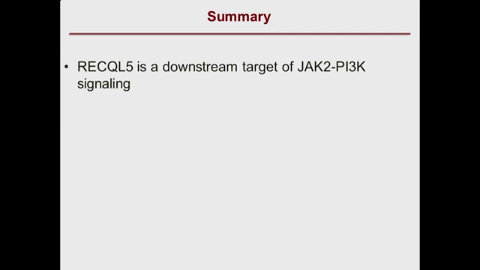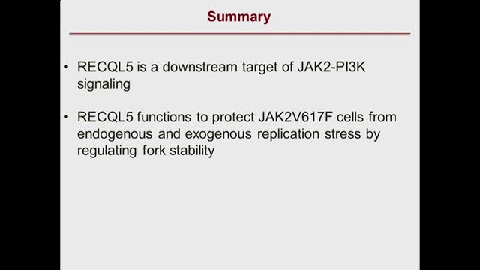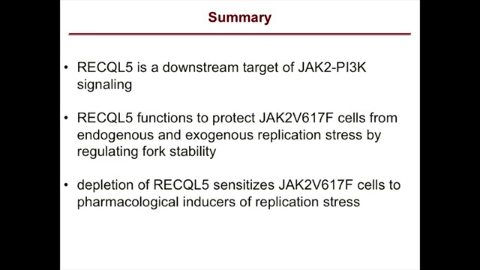So in summary then, what I've shown you today is that RECQL5 is a downstream target of activated JAK2-PI3 kinase signaling. We found that RECQL5 functions specifically to protect Jak2V617F cells from both endogenous and exogenous replication stress by regulating fork stability, and that we can exploit this in the context of treatment with hydroxyurea to really preferentially target these cells, and there seems to be a synthetic lethal interaction between RECQL5 knockdown and hydroxyurea treatment in Jak2V617F cells.